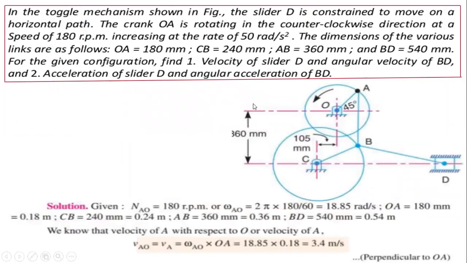In the given question, they have asked for the velocity of slider D, the angular velocity of BD, the acceleration of slider D and the angular acceleration of BD. So those are the given values and the output values.